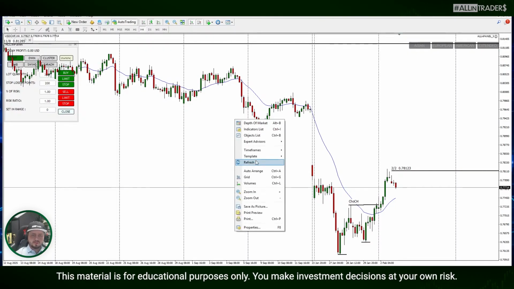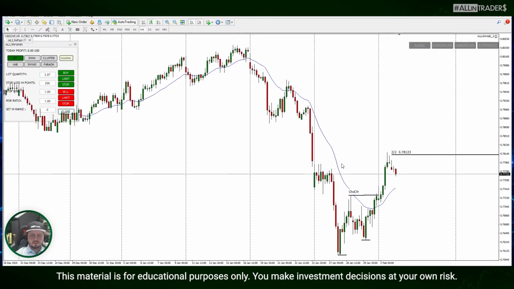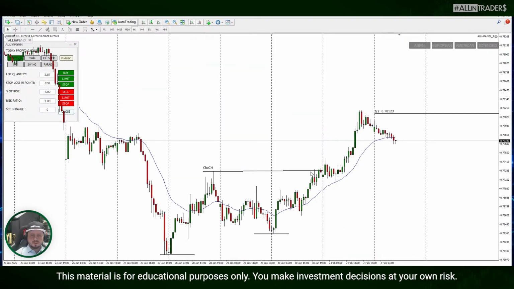Guys, we got huge gap right here. Let me just refresh it. No, it's not. I thought we have a gap, but it's okay. Doesn't matter. So we got change of character in this place right here. From here, we are in bullish market structure, so we can check if we have any rotation channel.